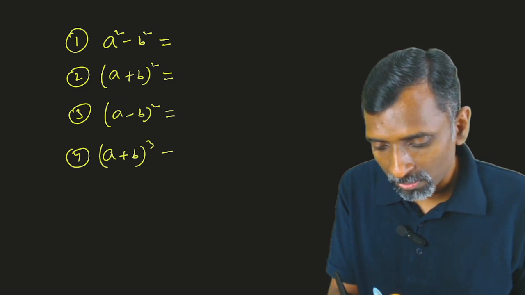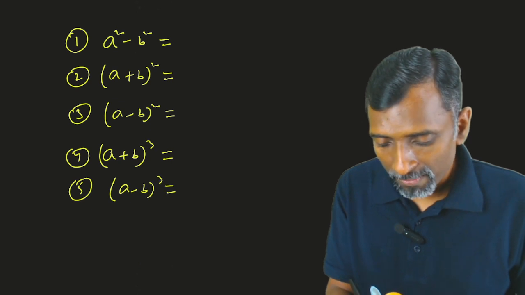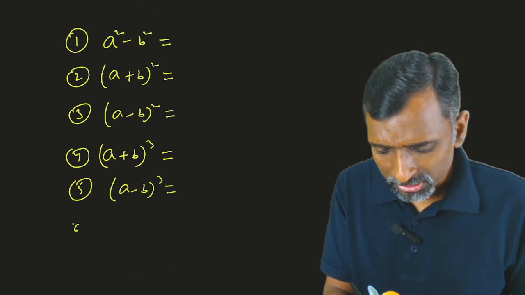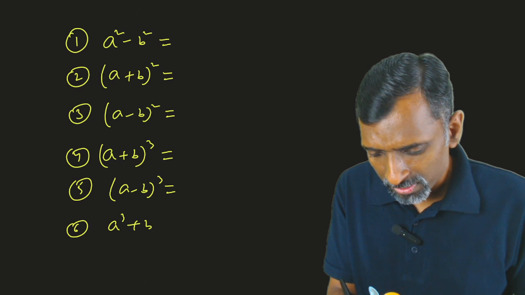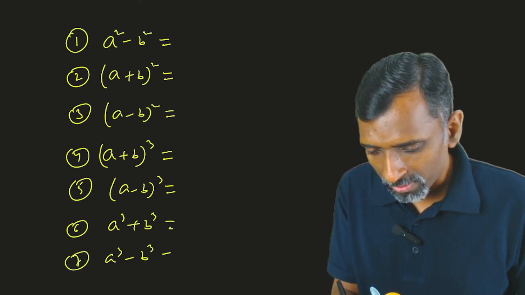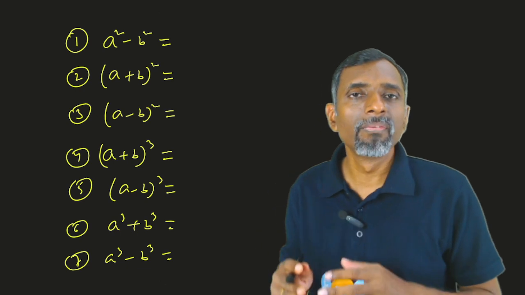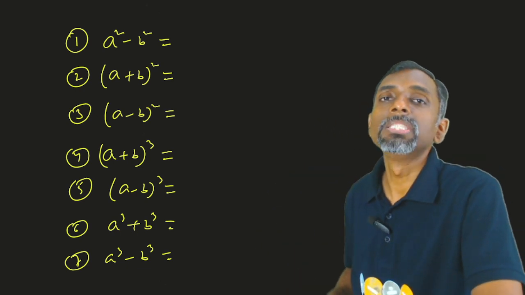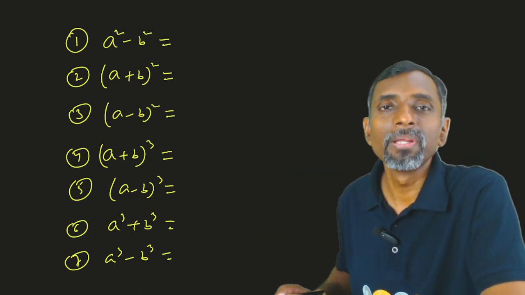A plus b whole cube. You must remember these formulas, a minus b whole cube. We are using them in many questions, like a cube plus b cube, and the seventh one, a cube minus b cube. These seven formulas of algebraic identity are very important, which we are using in the questions of trigonometric identity.